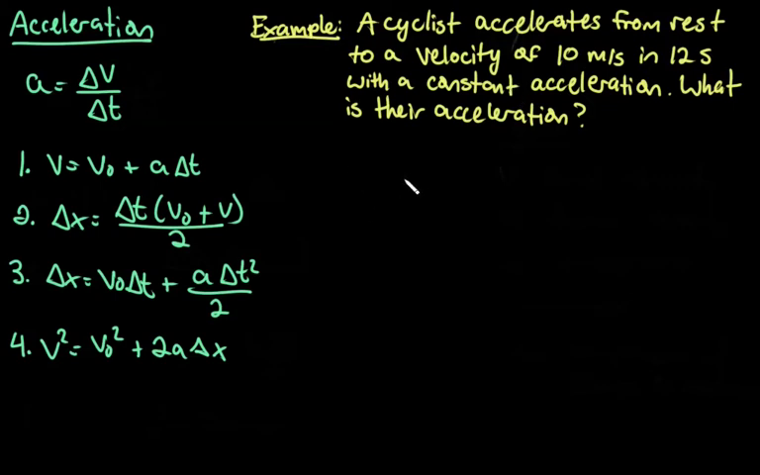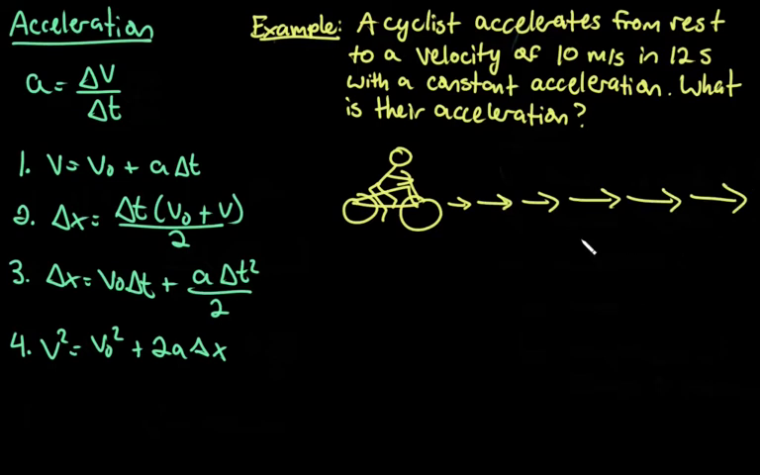So I'm going to just draw a person on a bicycle. And I'm going to say that they are slowly speeding up. So I'm going to keep drawing bigger and bigger arrows to indicate that they're speeding up. Now, their final velocity at the end is 10 meters per second, and the total time it takes is 12 seconds.